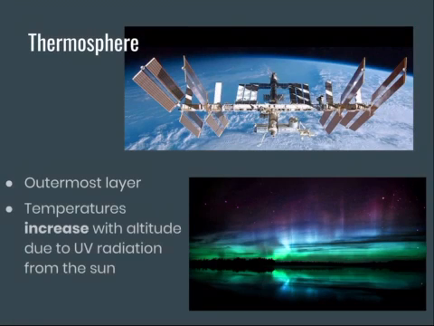The outermost layer is the thermosphere. It is our hottest layer. Temperatures increase as you rise due to the UV radiation from the sun. We also have the auroras, the northern lights and the southern lights. That's an interaction with solar radiation. And you can see those if you're in the higher latitudes, like in Alaska and Canada, or also in the southern hemisphere, Antarctica, southern part of Australia, especially in the wintertime where nighttime is longer.